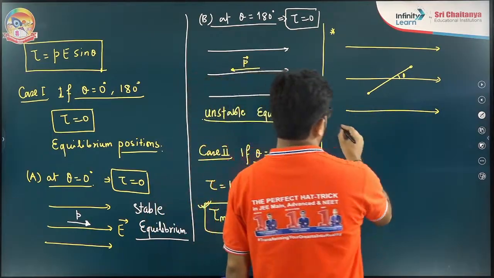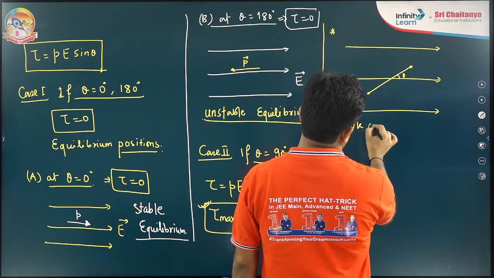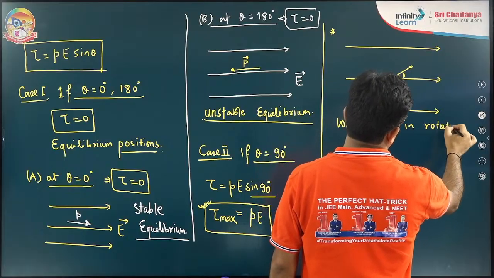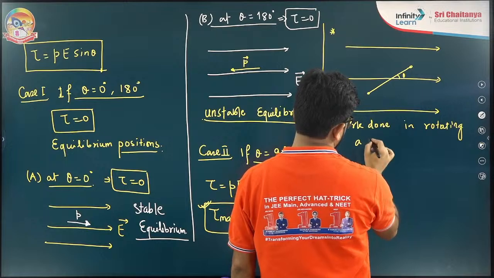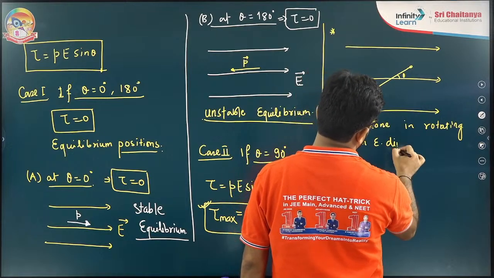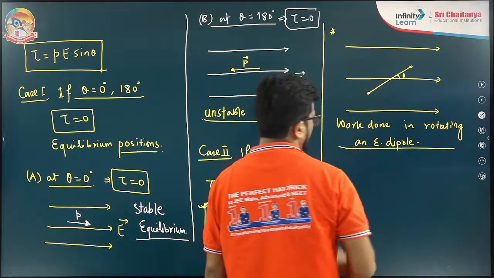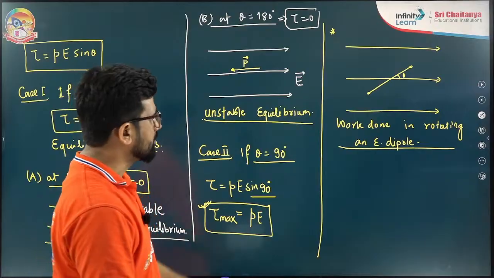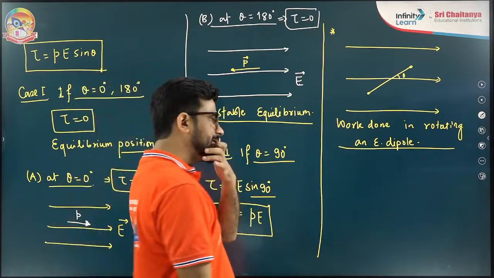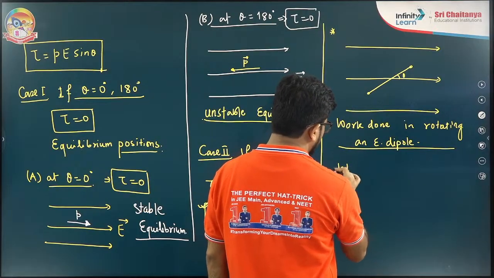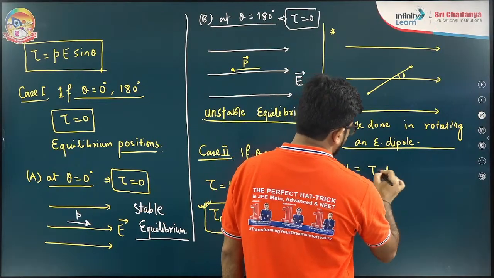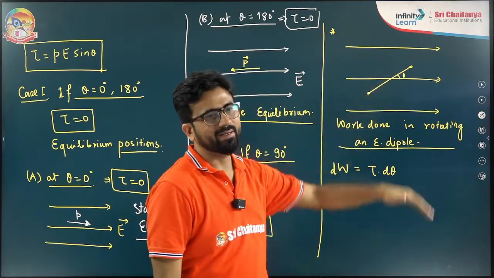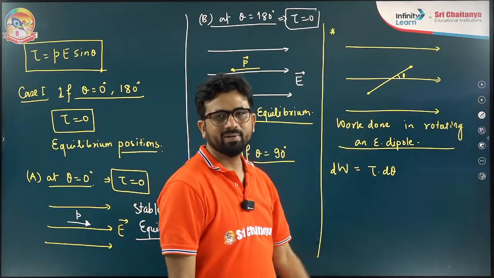Work done in rotating an electric dipole, that's the question. So how to calculate? Because force is 0, you cannot calculate the translatory work done. So what you can calculate is the rotatory work done. You will say dW is equal to tau into d theta. That means torque is there and you are rotating by angle d theta, tau into d theta, you can put it.